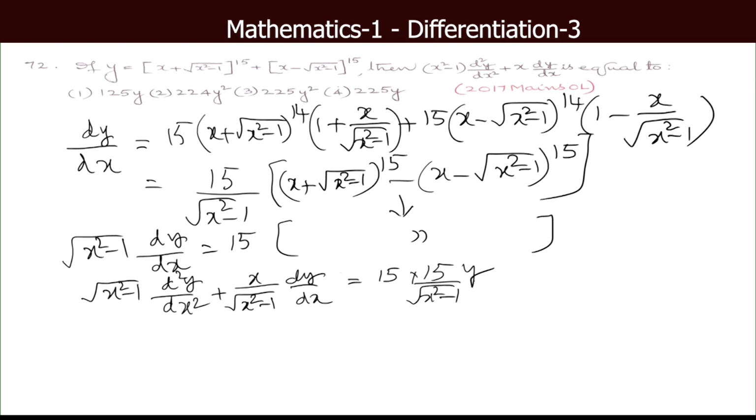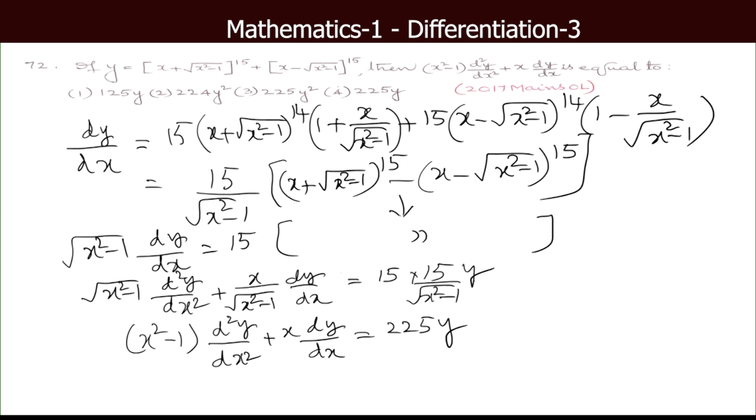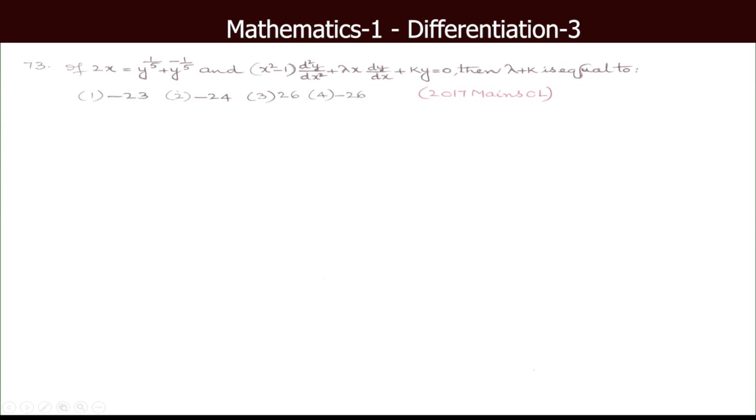Now multiply through it by root x square minus 1, x square minus 1 into d2y by dx2 plus x dy dx is equal to 225y. కొద్దిగా జాగ్రత్తగా చేయాలి. ద ఆన్సర్ ఈజ్ 225y, ఫోర్త్ ఆప్షన్. ఫాలో నెక్స్ట్. దిస్ ఈజ్ ఆల్సో ఏ సిమిలర్ క్వశ్చన్, 2017 మెయిన్స్ పేపర్ ఆన్లైన్.